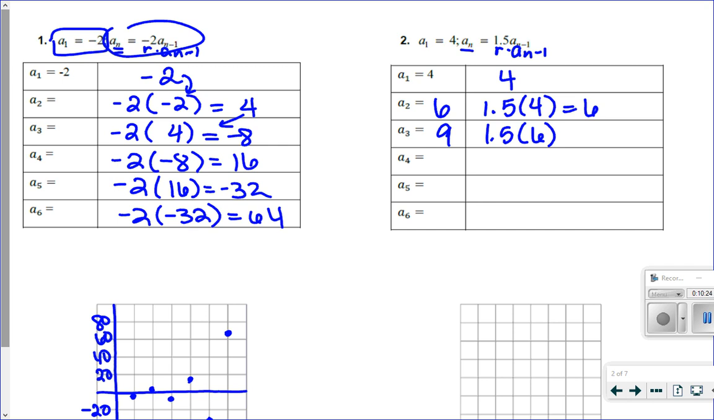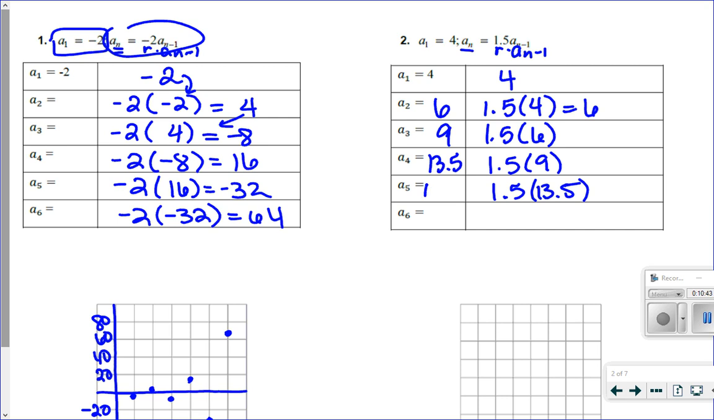And then we just keep going, right? So it's just the recursive. It's just saying, hey, what are you going to do to the previous term to get that very next term? So when I do that, I get 13.5. I should have been writing those on that side. And then 1.5 times that 13.5 will give me the next term in the sequence.